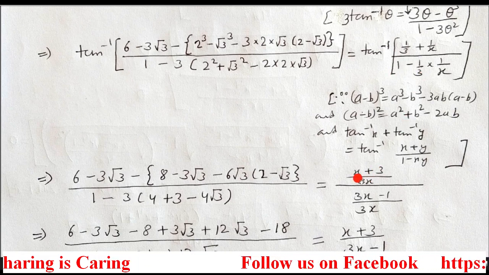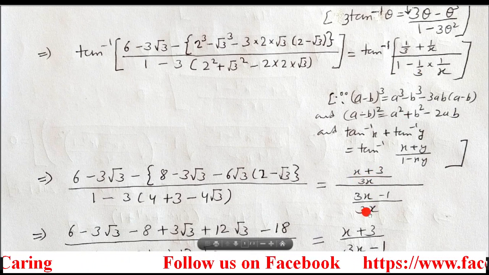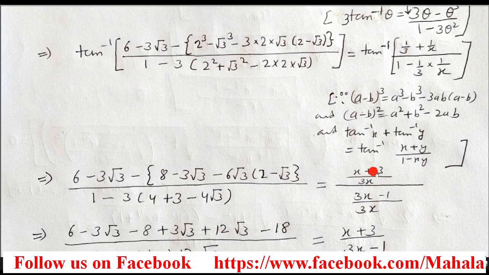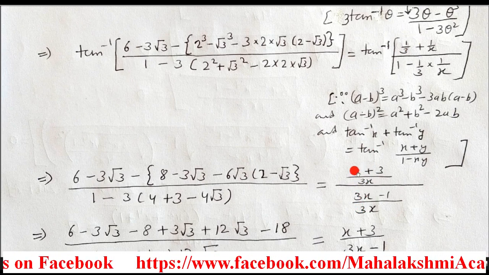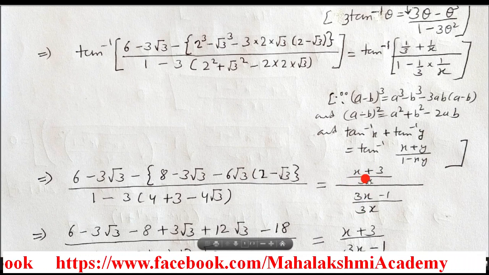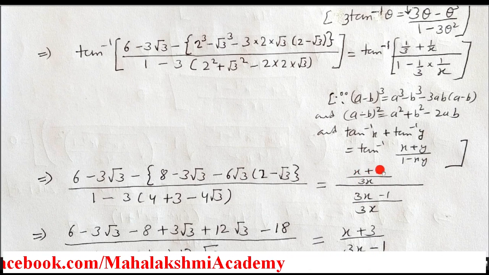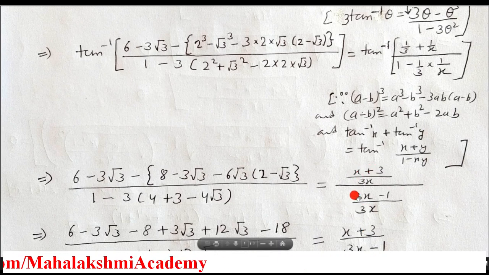So in the numerator the LCM came as 3x, and in the denominator also the LCM came as 3x. Now when we observe this fraction properly, here also 3x and here also 3x, so they will cancel. So we remain with only x plus 3 in the numerator and 3x minus 1 in the denominator.